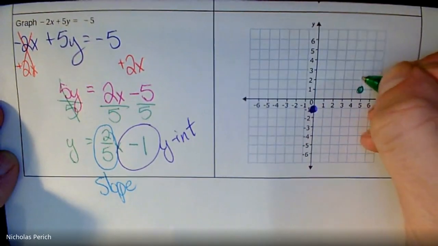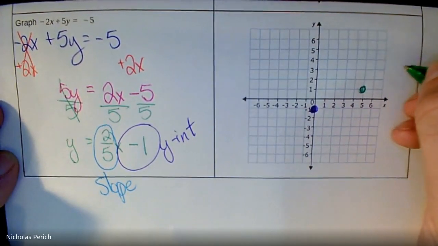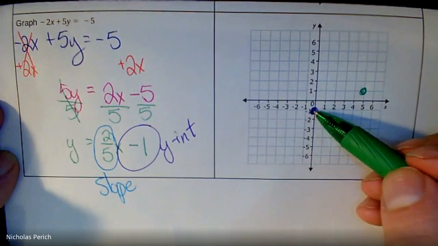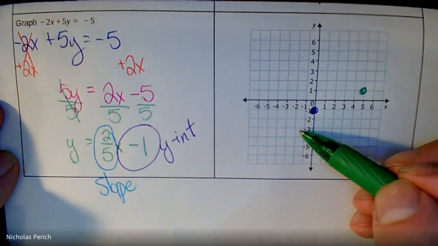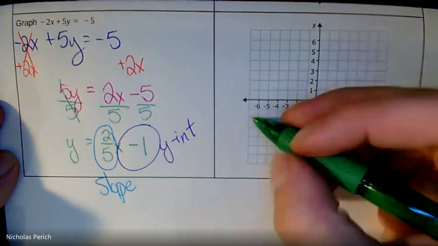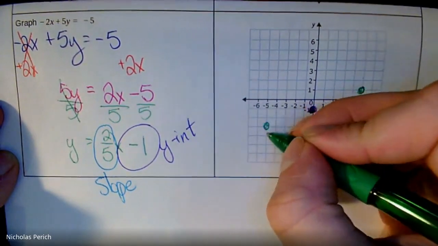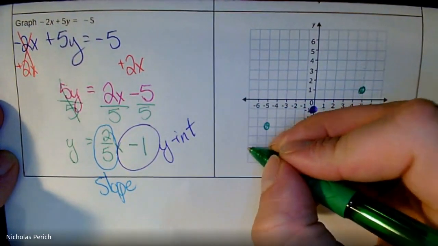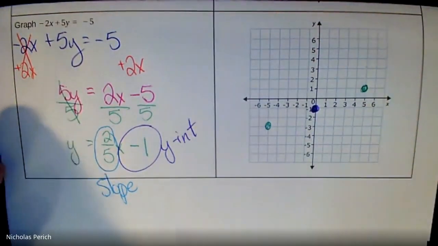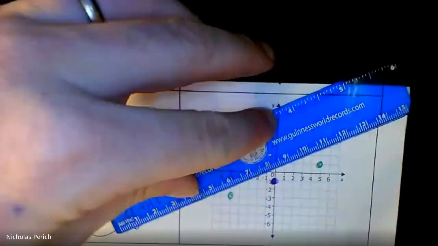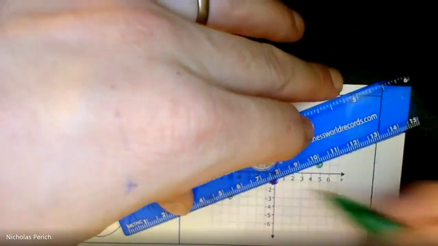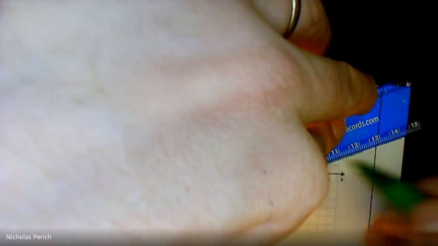Up 1, 2, right 1, 2, oh, I ran out of room. So go back to your original dot. Go down 1, 2, left 1, 2, 3, 4, 5, put a dot. Go down 1, 2, left 1, 2, 3, oh, I ran out of room. I have 3 dots, which is all I need to draw a line. And there's my line.